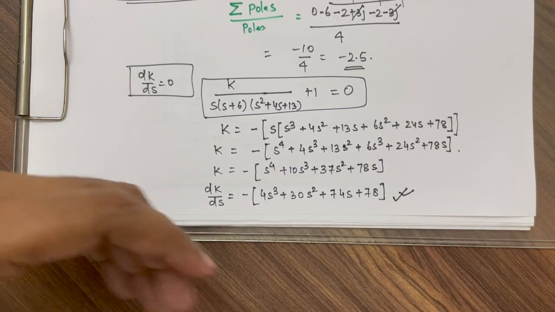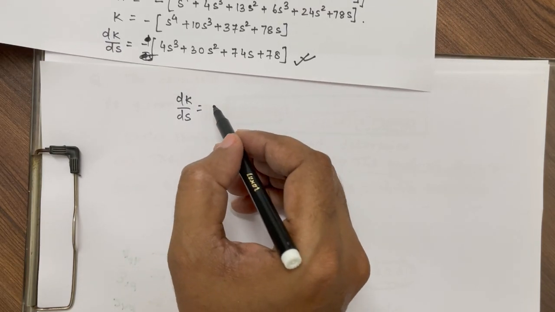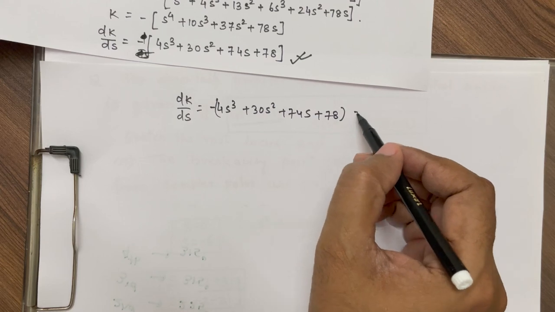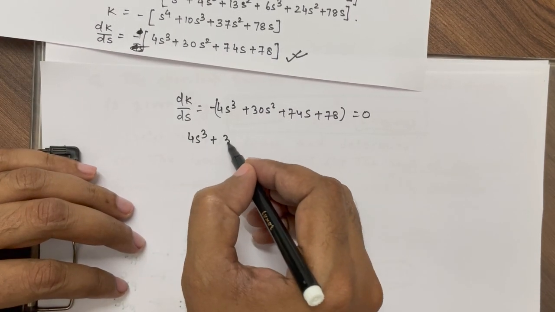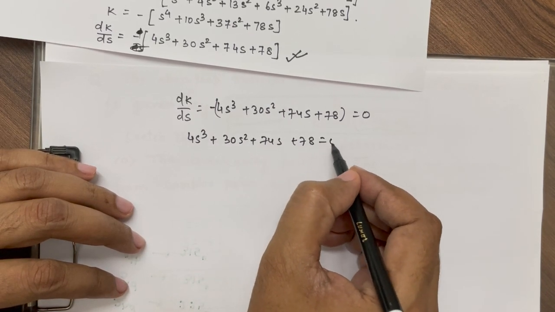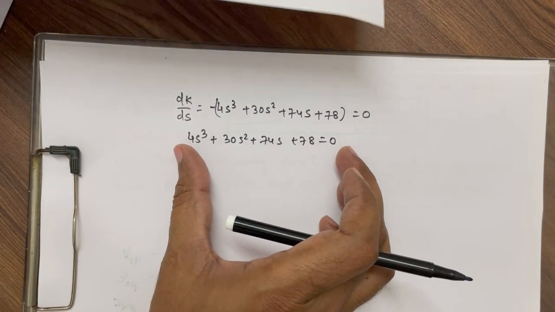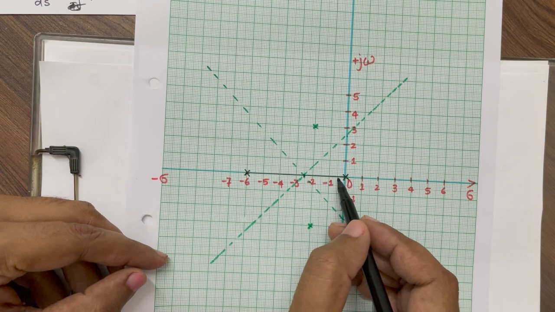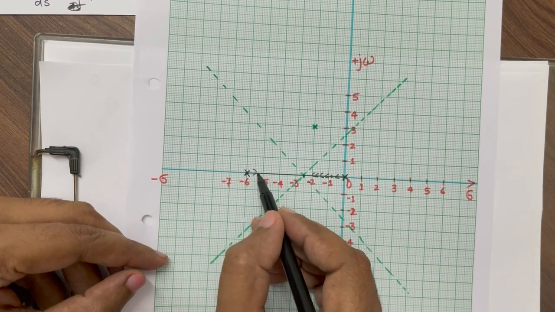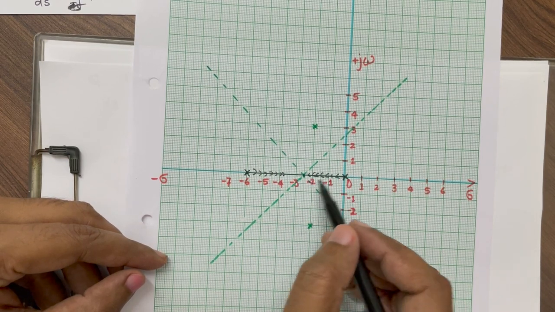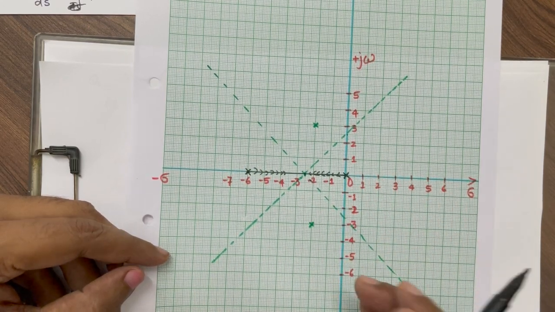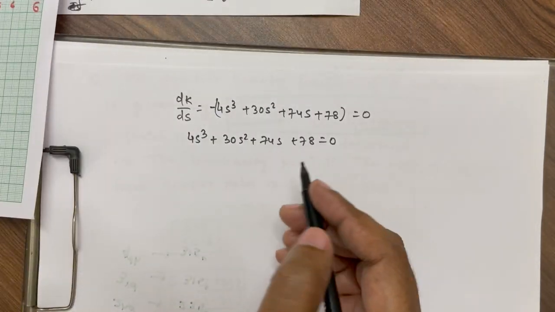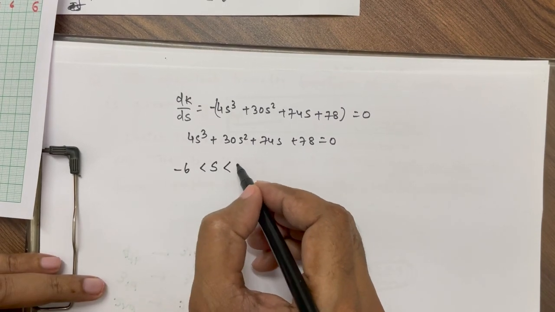Now we are going to equate it with 0. dK by dS is minus 4s cube plus 30s square plus 74s plus 78 equal to 0. That means 4s cube plus 30s square plus 74s plus 78 equal to 0. The solution of this is very difficult, but we have one clue. What clue we have is this breakaway point must lie between 0 and minus 6, because one branch is starting from this side, another from this side. Somewhere both of them are going to break, either here, this side or this side. So s must lie between minus 6 and 0.